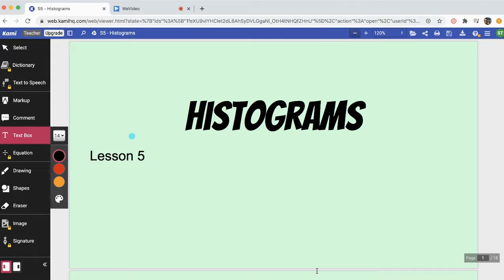Welcome to math class today. Today we are going to be learning about histograms, which is another way of displaying data.